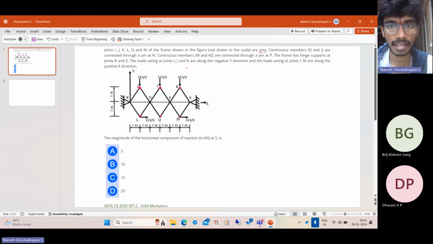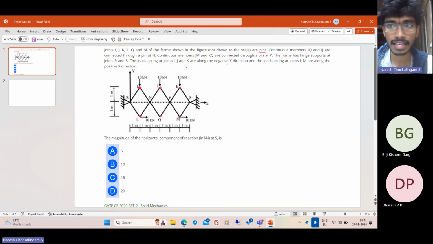Continuous members JM and KQ are connected through a pin at point P. So these are continuous members connected with a pin. So this is not pin connected. So it's not free. The members as a whole are free to rotate, but the joint itself is not a pin joint. So that is another type of pin.